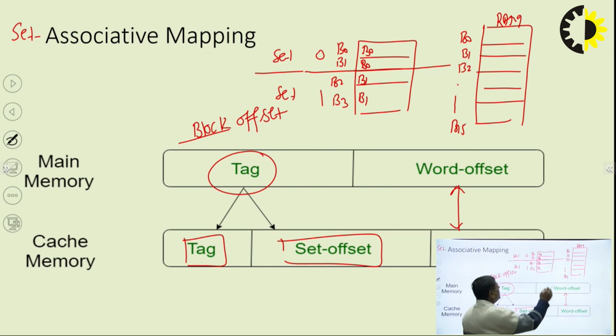B2 can go for set number 0, but the B2 block can accumulate any number of blocks, 0 or 1. B3 can accumulate either this block or this block. This is the set, this is the concept of set associative mapping. Similarly, B4 here and B5 here, but anywhere, either this block or this block. It means we can simply say that set associative mapping is a combination of the direct mapping.